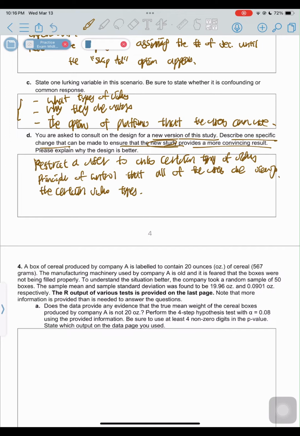So I think the main point of this question is basically you know how to use your C to make a better experiment and use the principle of control to elaborate your justification.